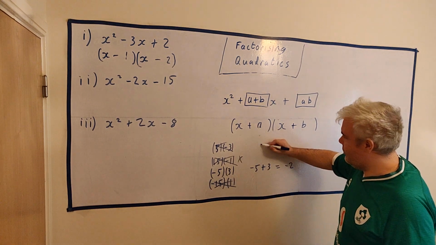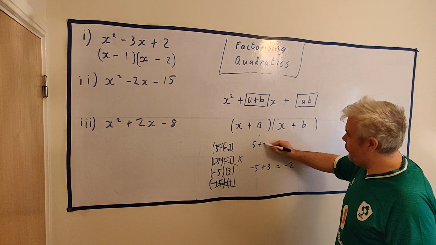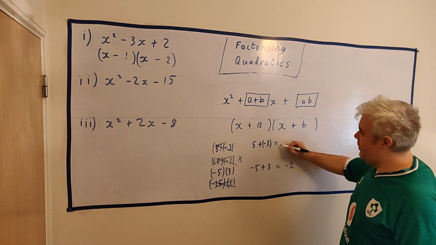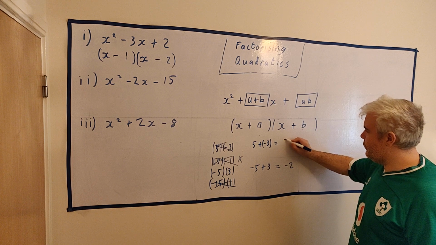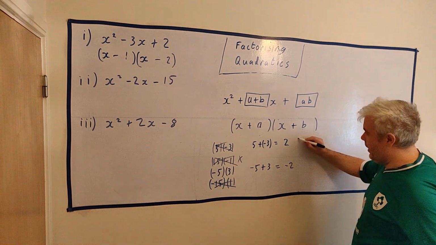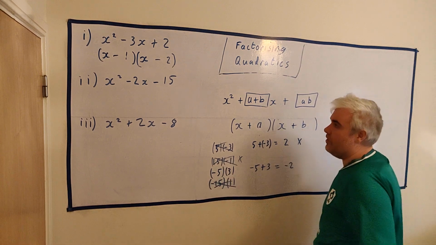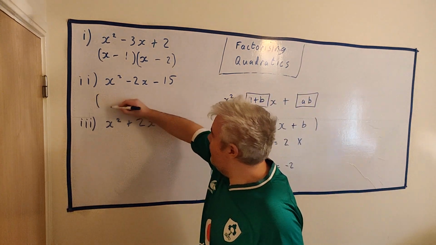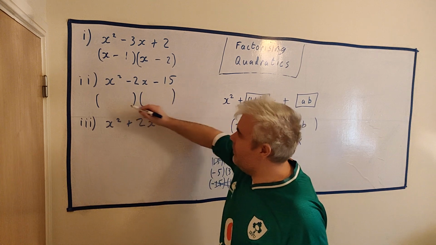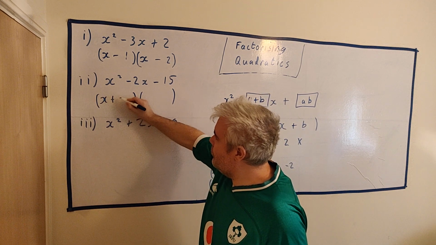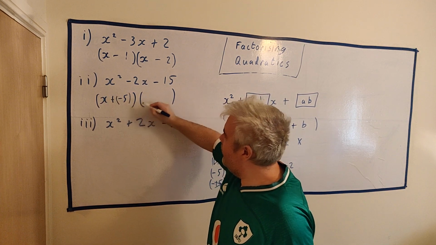Let me write this one out actually, just so it's clearer. 5 plus minus 3 equals 2. That one's wrong again. So then here's our right answer, minus 5 and 3. That is simply, so I can just write my answer. It's x plus minus 5.